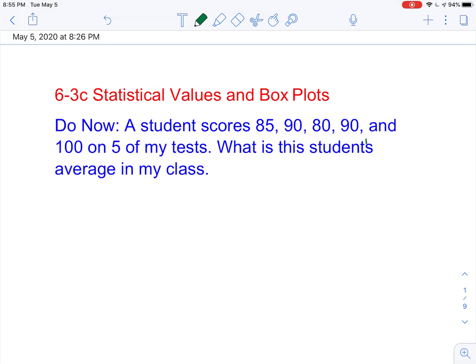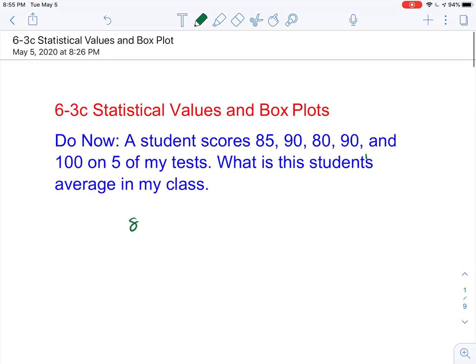Now, to start us off, a word problem. A student scores 85, 90, 80, 90, and 100 on five tests. What is the student's average in my class? Hopefully, we all know how to calculate a basic average in a class because we want to make sure that we know what grade we should be expecting, right?